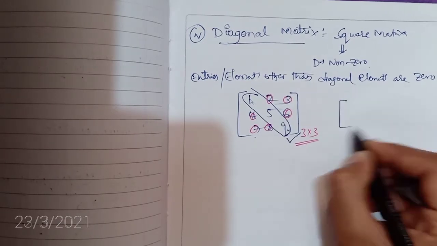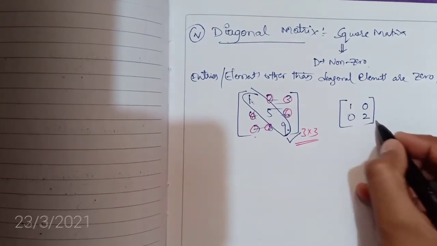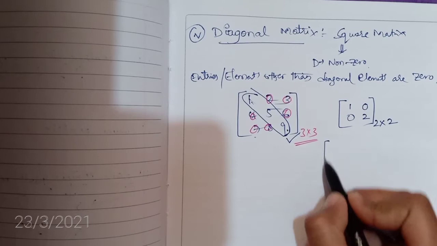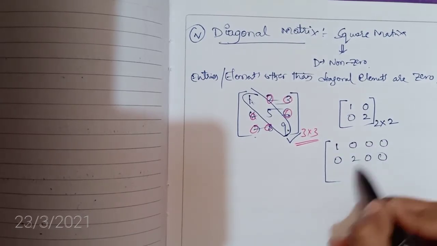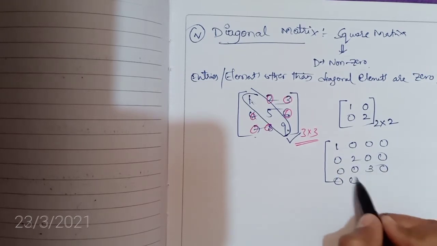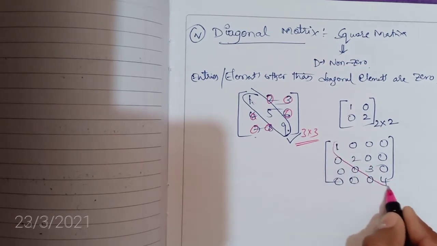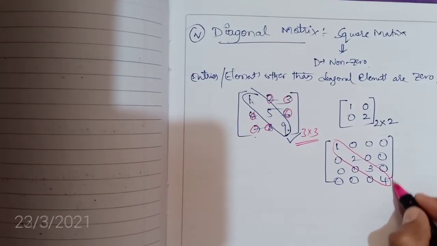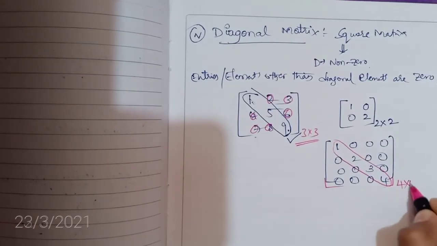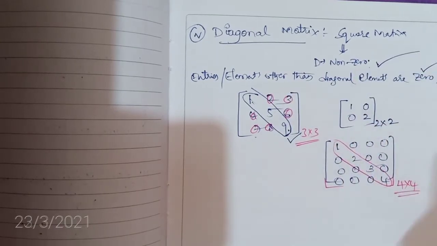If I write a 2 cross 2 matrix, then diagonal elements are non-zero, other elements are 0. Simple. If I write a 4 cross 4 matrix: 1 0 0 0, 0 2 0 0, 0 0 3 0, 0 0 0 4. The diagonal elements here are non-zero and all the other entries are 0. So this is known as a diagonal matrix, a square matrix in which these conditions must be satisfied.